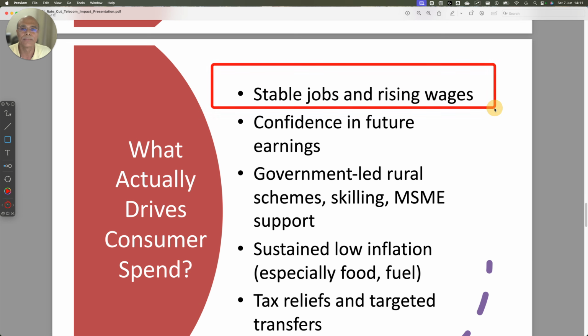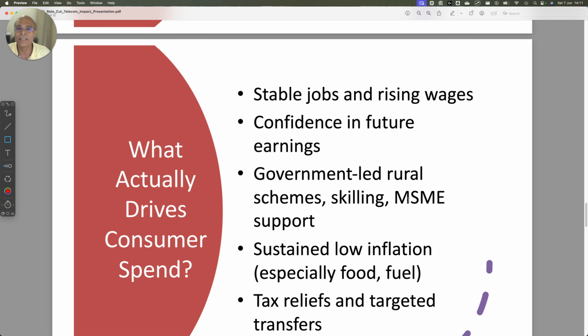Stable jobs, rising wages. Unless we see rising wages, because when I say rising wages it means more demand. Industry needs more people, so they are willing to pay more to their employees. When the employees are getting handsomely rewarded, then only will the disposable income increase. Otherwise it will not. Then confidence in future earnings. There will be some confidence that, oh, things are improving. There will be demand. So the whole cycle is interrelated with each other, right?